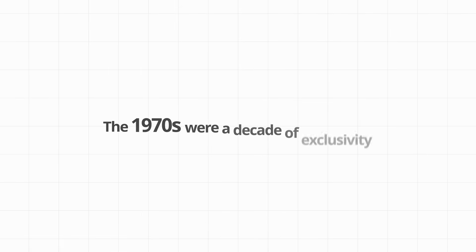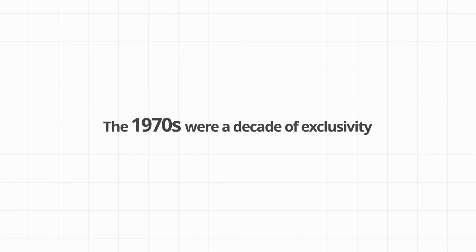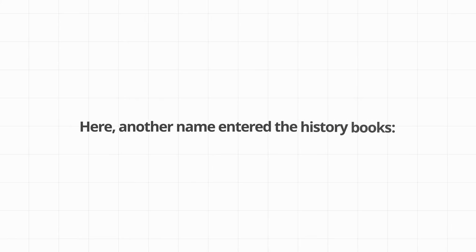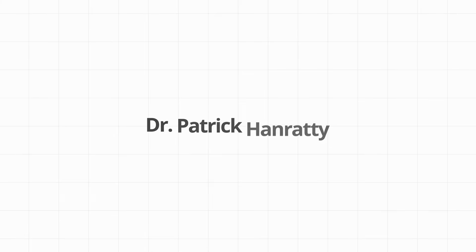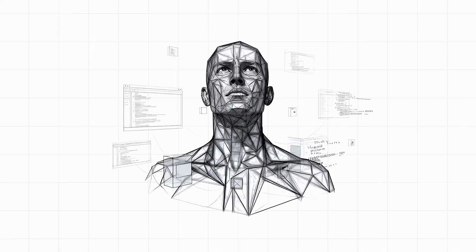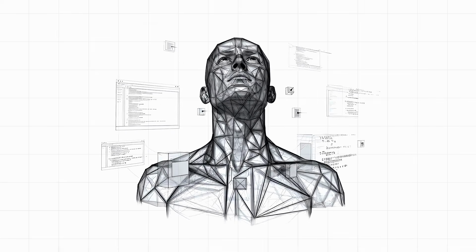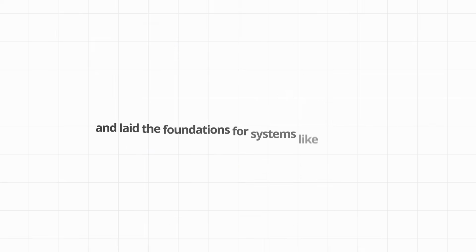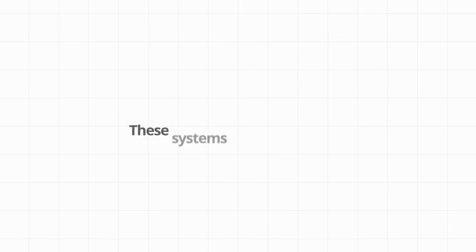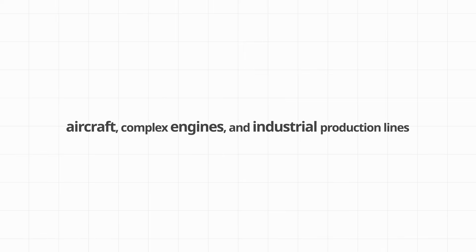The 1970s were a decade of exclusivity. Computer-aided design slowly entered large industrial companies. Here, another name entered the history books, Dr. Patrick Hanratty. Hanratty, often called the father of CAD and CAM, wrote the first serious code for commercial design software and laid the foundations for systems like ADAM. These systems were astonishing for designing rockets, aircraft, complex engines, and industrial production lines.